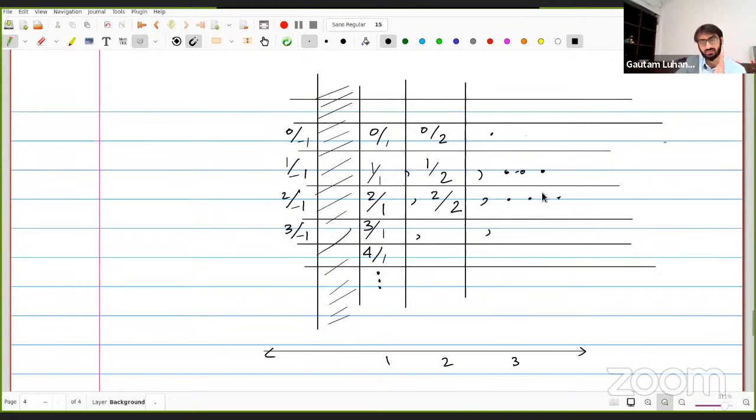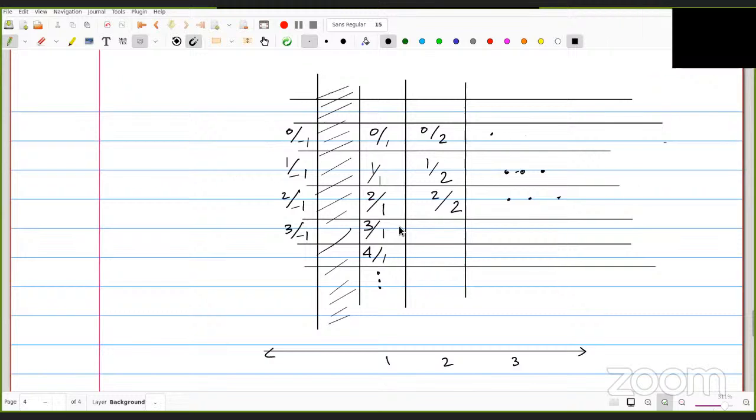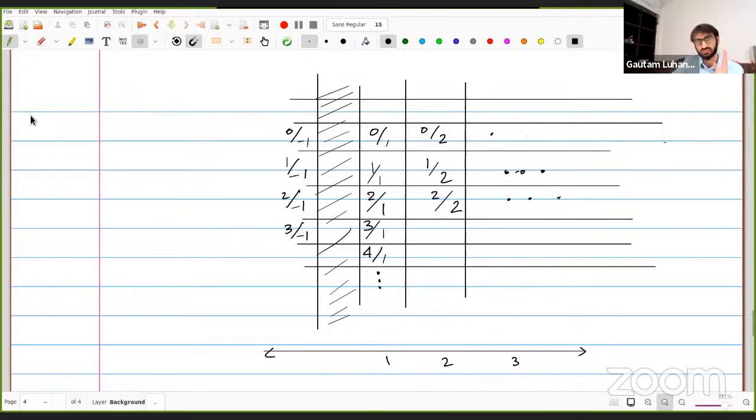All right. So if people are confused as to what we're doing here, basically when we're going rightwards, we are increasing the denominator. When we're going leftwards, we are decreasing the denominator and the numerator remains the same. So for every row, the numerator remains the same. The numerators are in the rows, so 0, 1, 2, 3. The denominators are increasing and decreasing as you go left to right.